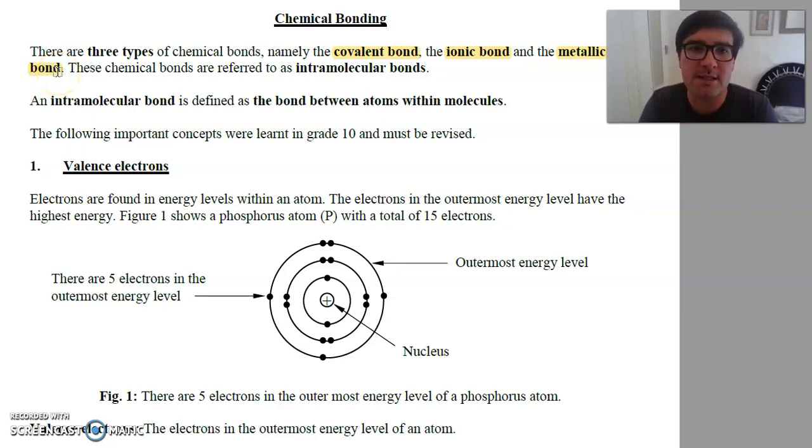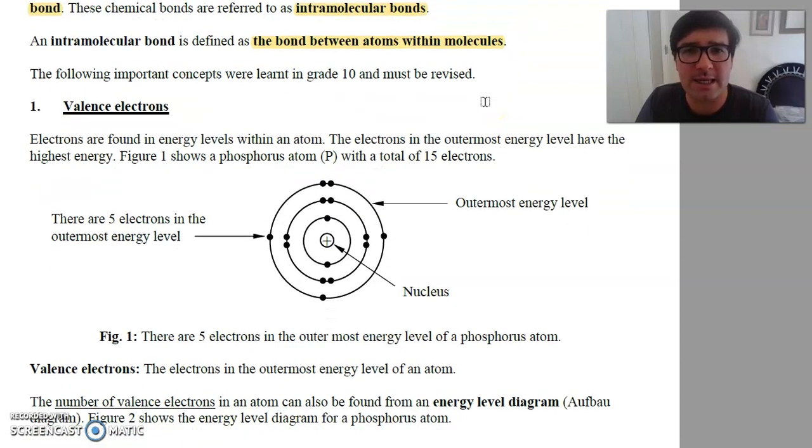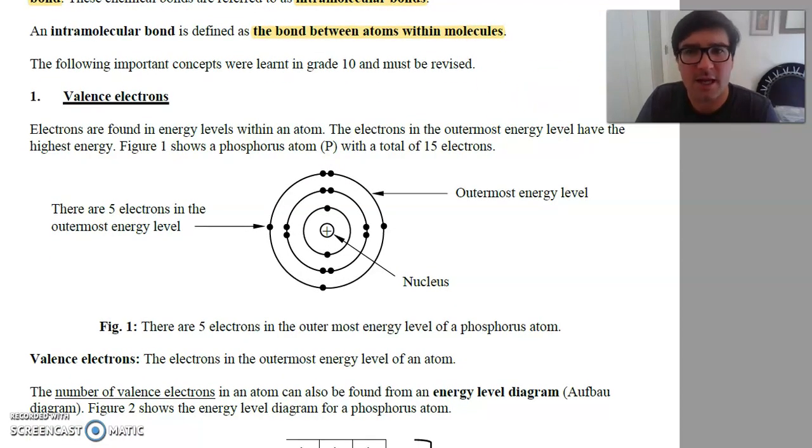Now, these 3 types of bonds are referred to as intramolecular bonds. Intra means within, so it's the bond between atoms within molecules. Now, last year we learned about valence electrons. What are the valence electrons and where do I find them? These are the electrons in the outermost energy level, and they have the highest energy.